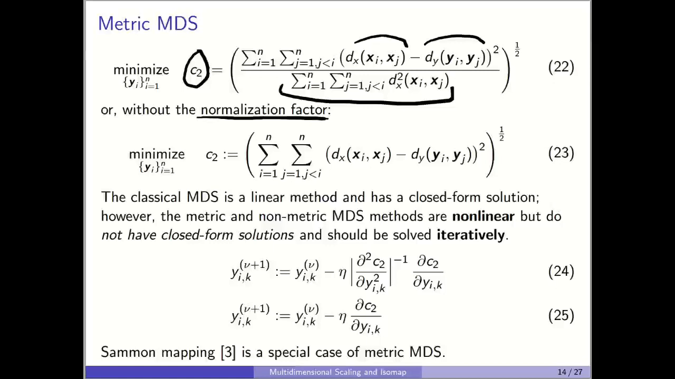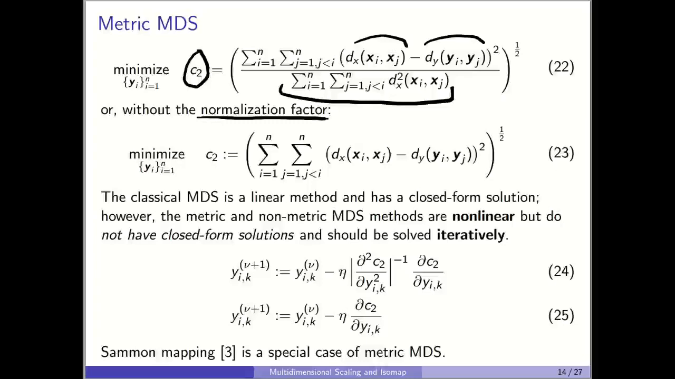The classical MDS is a linear method, which we explained beforehand. It has a closed form solution. However, in life, whenever we get something, we lose something. In math also, whenever we get something, we lose something, because a lot of things in life can be explained by math. So that's why here we say that the metric MDS is a nonlinear method. It has become nonlinear.